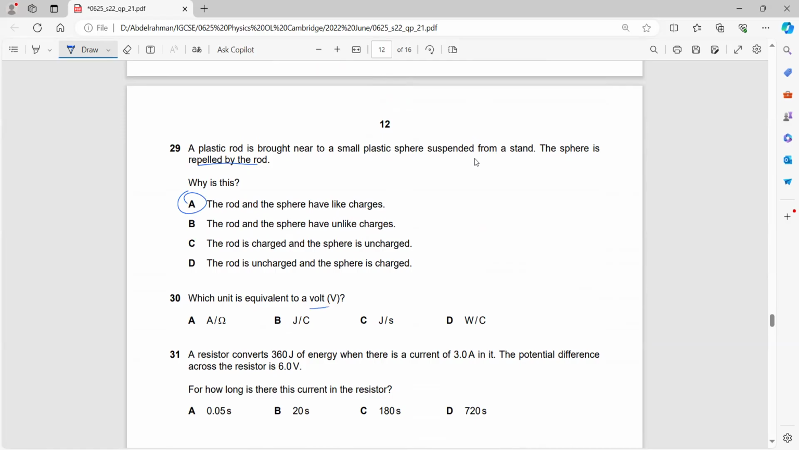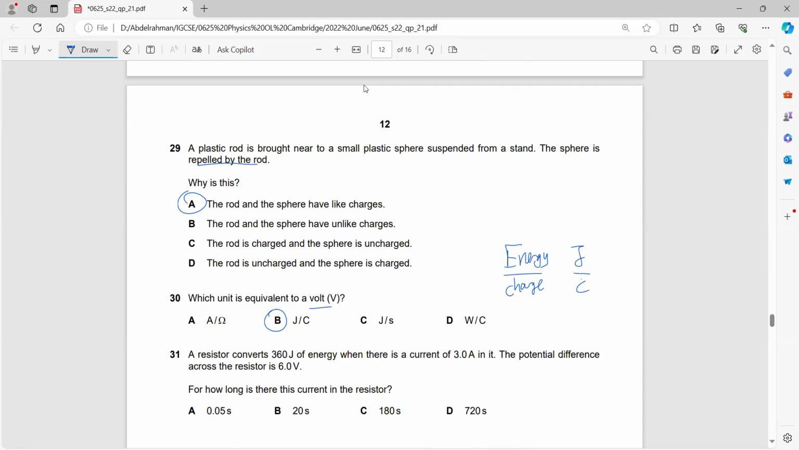What's the equivalent to a volt? D? Watts per coulombs? No. I don't even know what it is. There is an equation. It's D, because it's work done over charge, or energy over charge. So joules per coulomb.